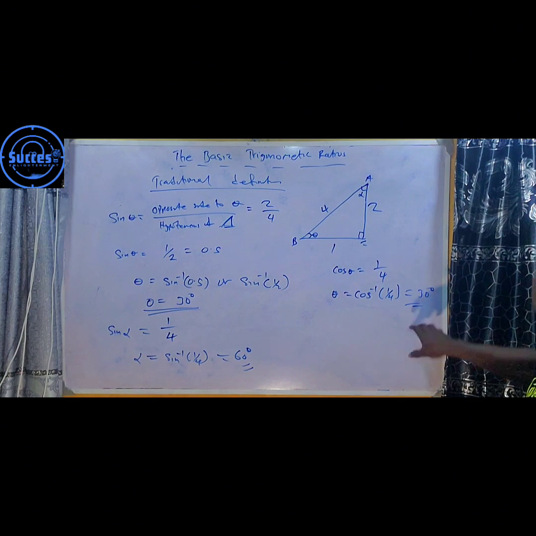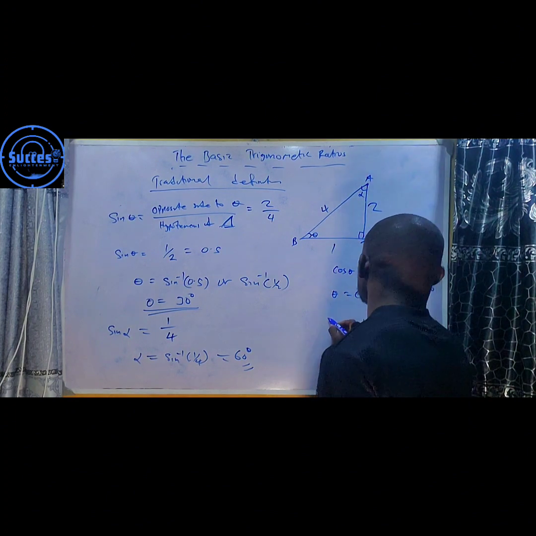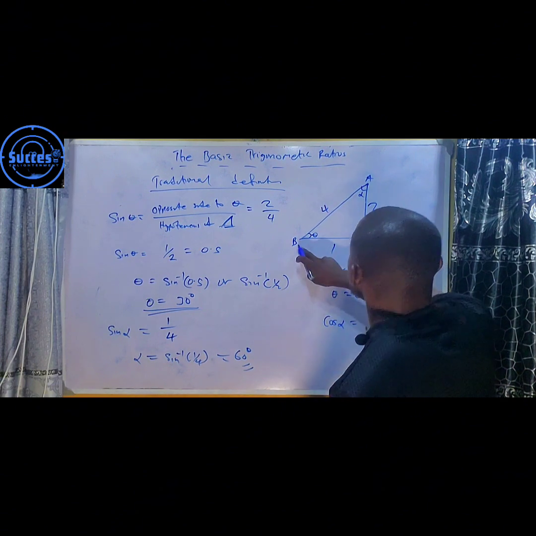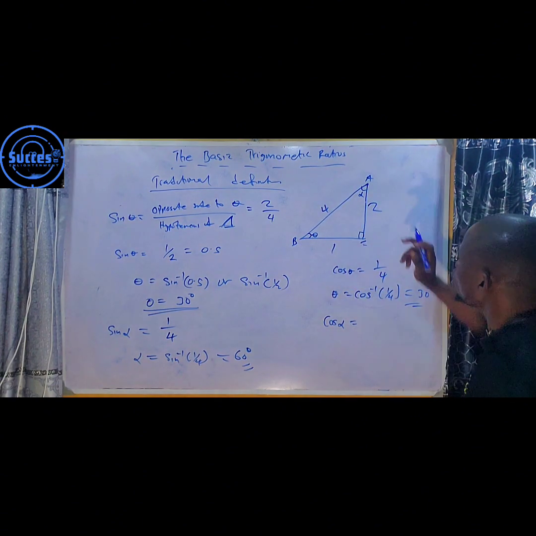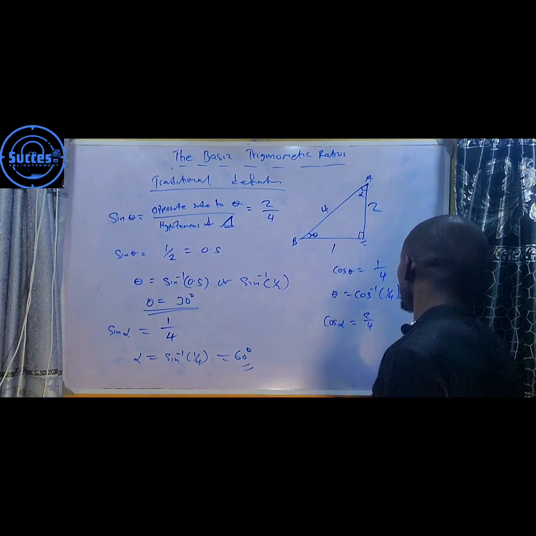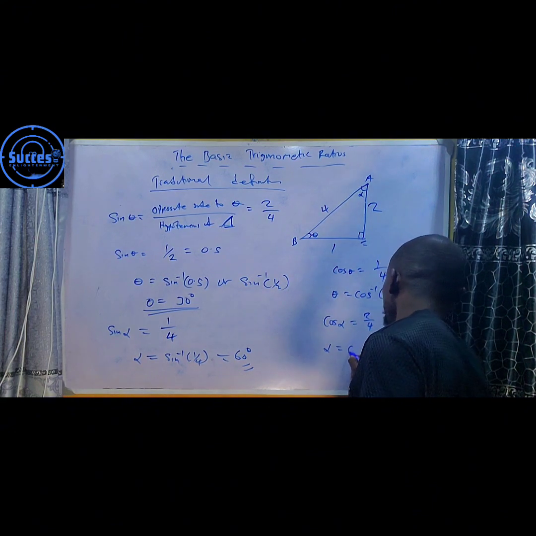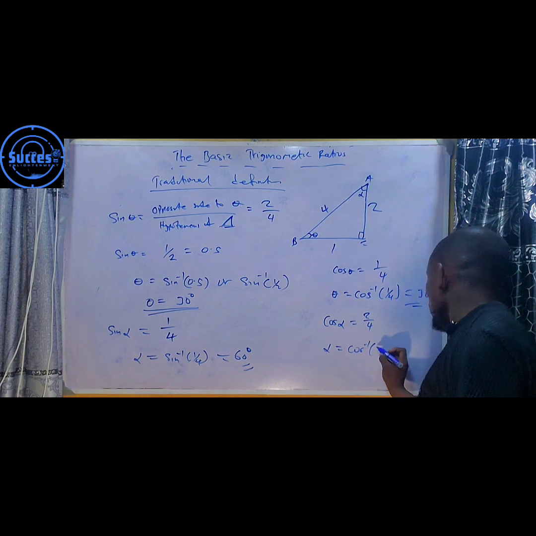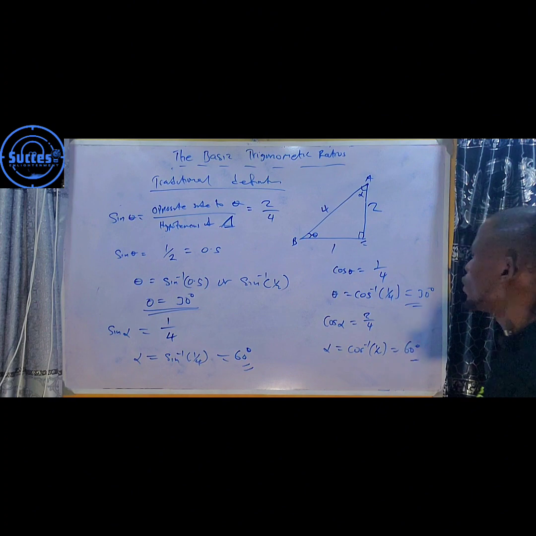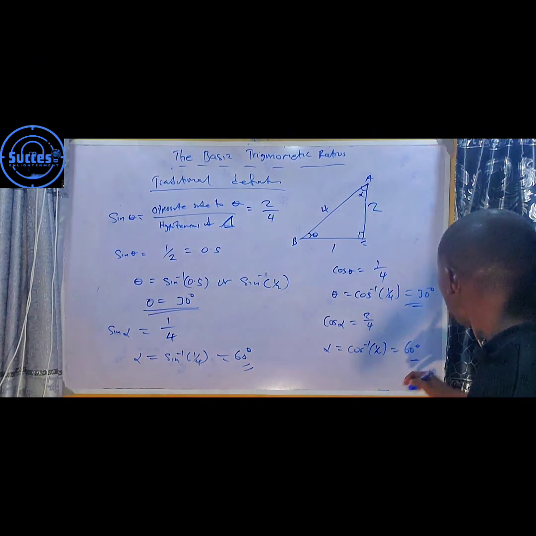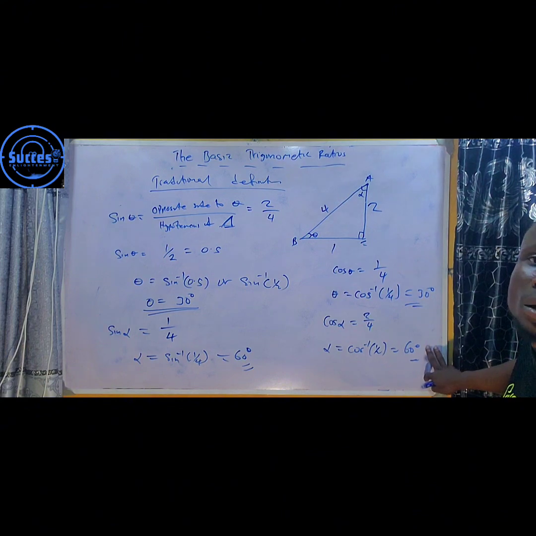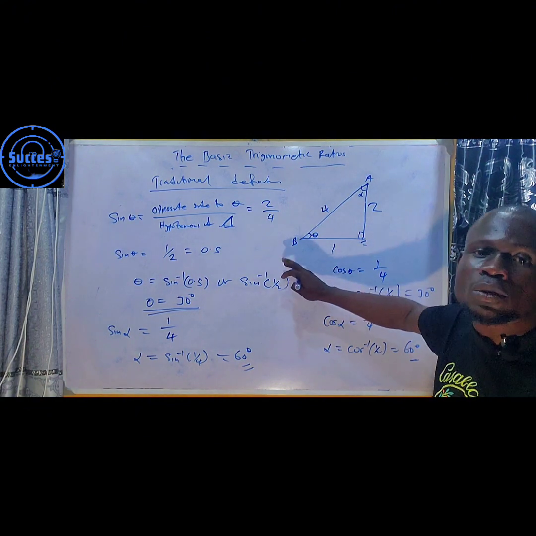Also for alpha, cosine of alpha is the adjacent, which is 2, over the hypotenuse, which is 4. Alpha will now be cos raised to minus 1, which is arccos 1/2, which is 60 degrees. Do we get it? It's as simple as this. You can do the same thing for tan.